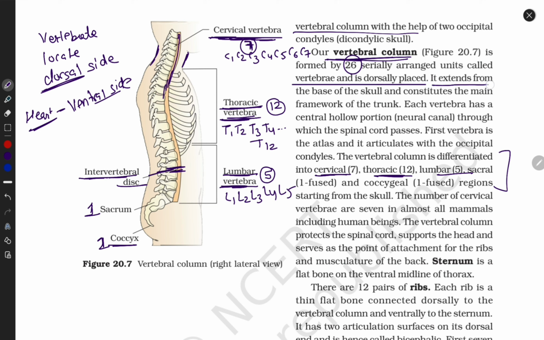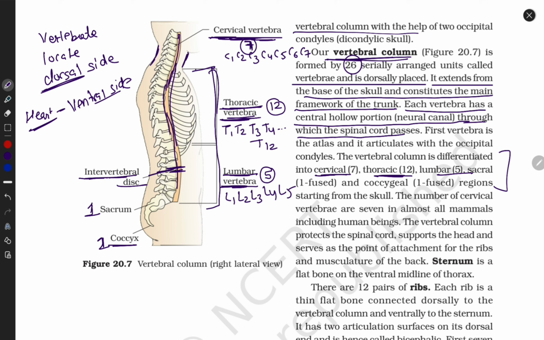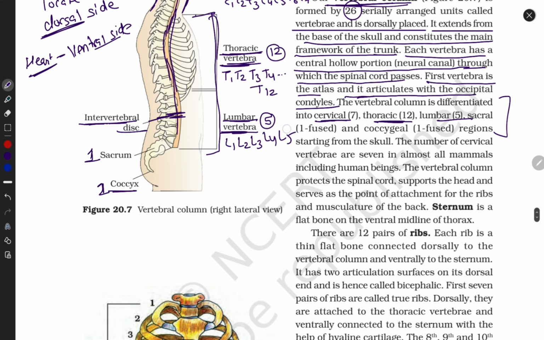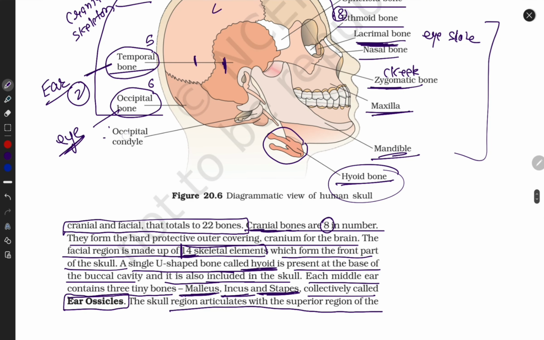It extends from the base of the skull and constitutes the main framework of the trunk. The vertebral column makes our thoracic cavity and trunk. Each vertebra has a central hollow portion, the neural canal, through which the spinal cord passes. The first vertebra is the atlas, and it articulates with the occipital condyle. The ending part of the skull here is the occipital condyle.